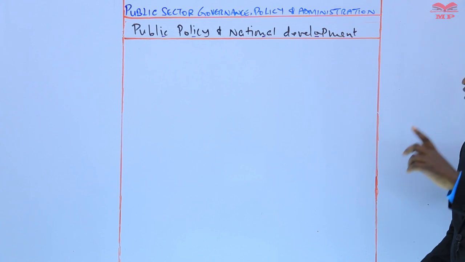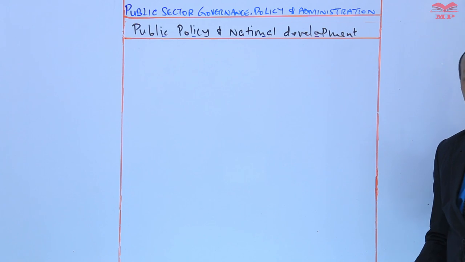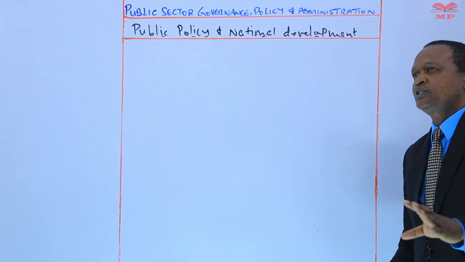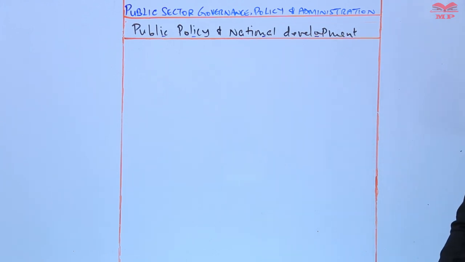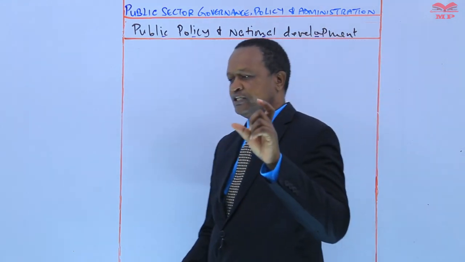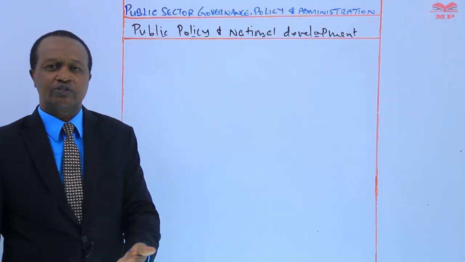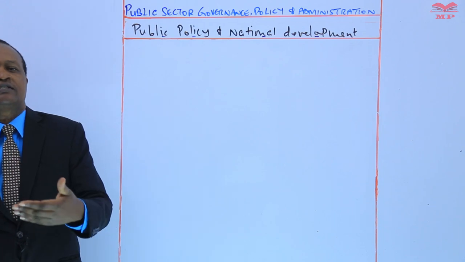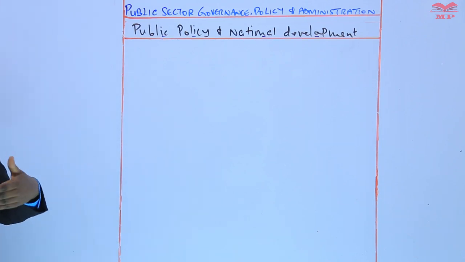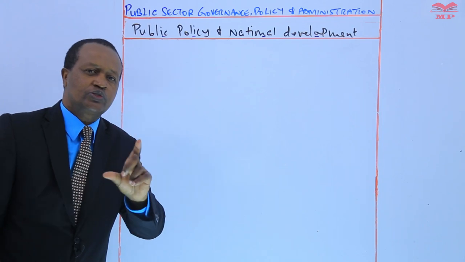For economic development, the indicator could be the gross domestic product or the GDP per capita. Another indicator could be employment rates, poverty rates. Those are indicators of economic development. Now, the indicators of social development are literacy rates, life expectancy, access to health care, access to education, and gender equality. Those are indicators of social development.